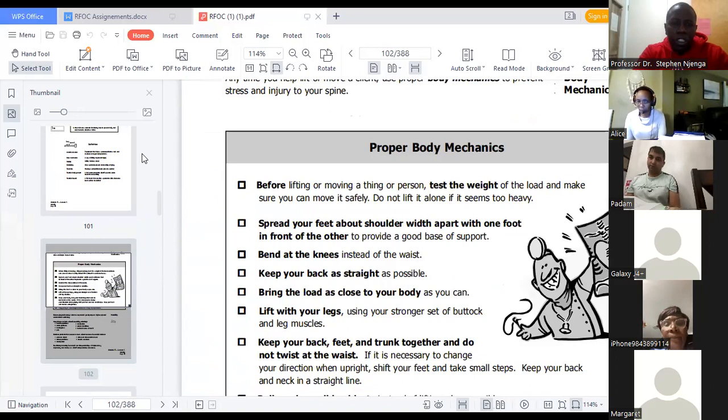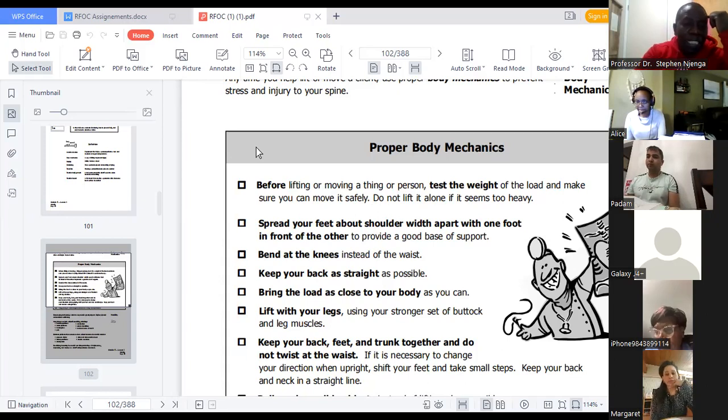Let's go to page 86, which is talking about proper body mechanics. Before lifting or moving a thing or a person, test the weight. How do you test the weight? You make sure you first lift the weight with your mind, because your mind can tell you, this weight I can lift. You first of all lift with your mind.